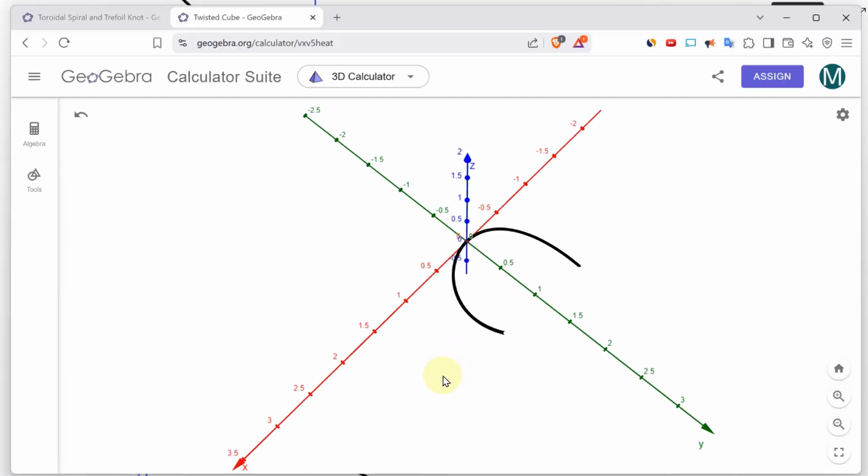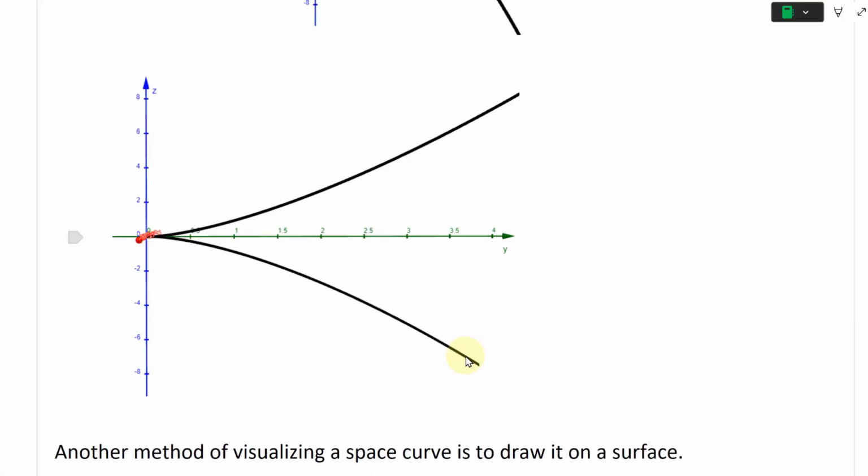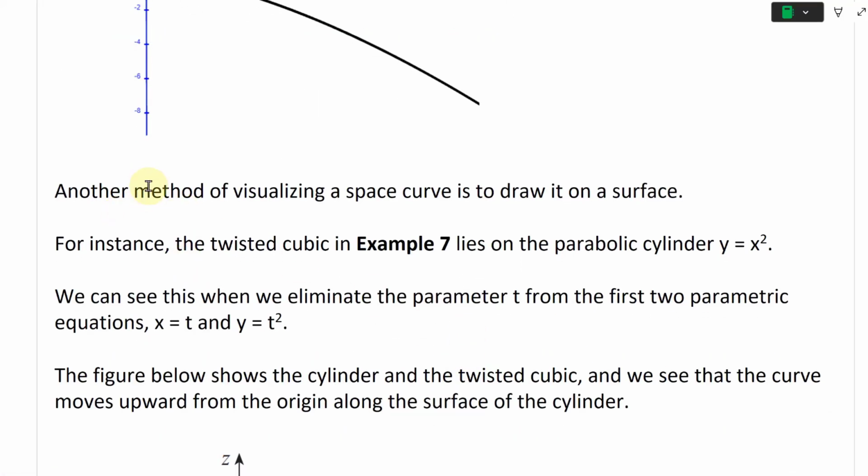It looks more like a twisted knot, just a knot. It looks like a knot. All right, so that's pretty cool. And continue further. Another method of visualizing a space curve is to draw it on a surface.